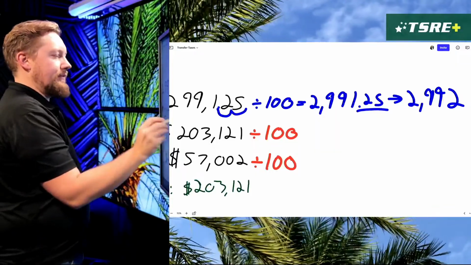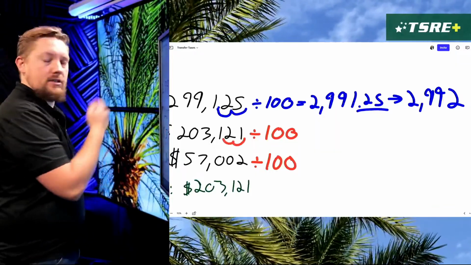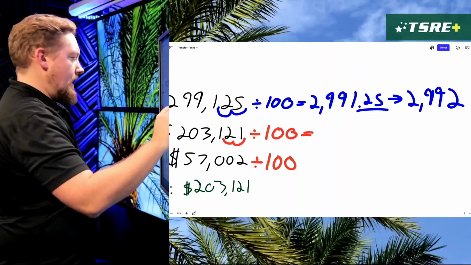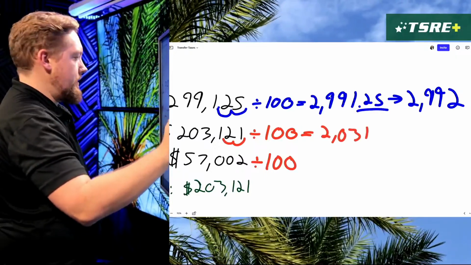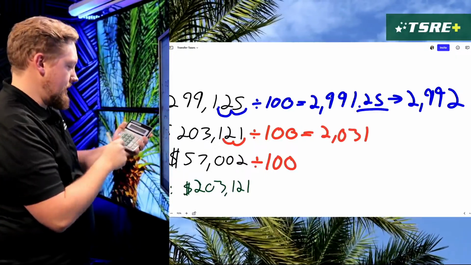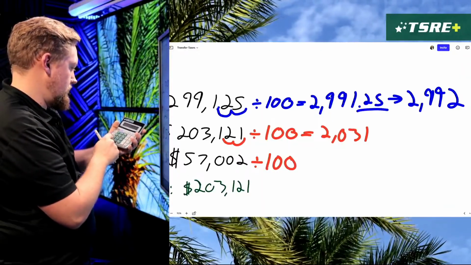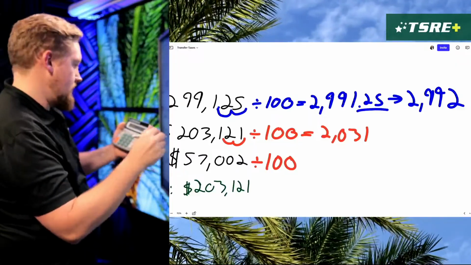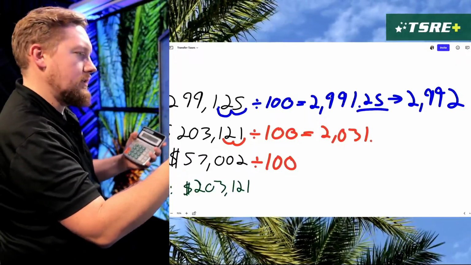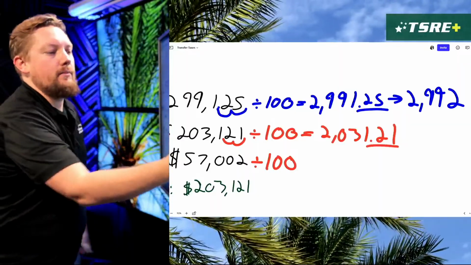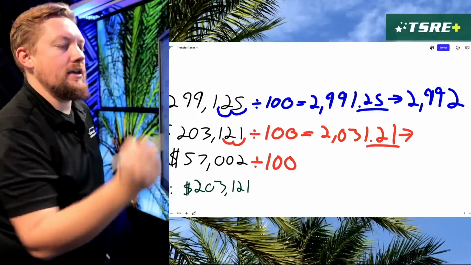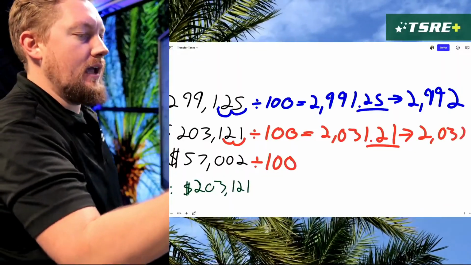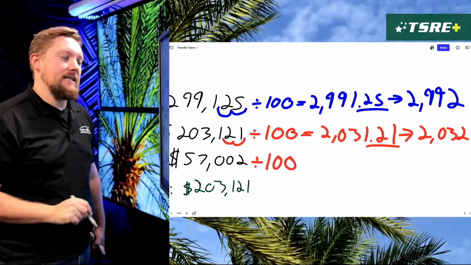Now let's do the same thing down here for the note stamp. With the note stamp, when we divide this by 100, again, we're basically just going to be moving 2 decimal places over for those 2 zeros. And that's going to give us 2,031. Double check this in our calculator. 2031.21 divided by 100. And that gives us 2,031 and 21. But again, we can't have 0.21 of a stamp either. So again, we're going to have to round up. Instead of 2,031, it's going to be 2,032 note stamps needed for this one.